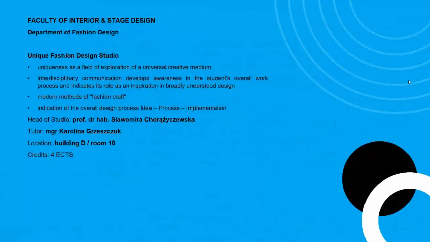And then we had the third department, so Department of Fashion Design. And here we have also 3 different studios. So the first one is Unique Fashion Design Studio. And here actually students can build everything from really beginning. So that means that you can start with projecting the fabric, like the material with which you're working. Then, of course, sketches, drawings for each project.